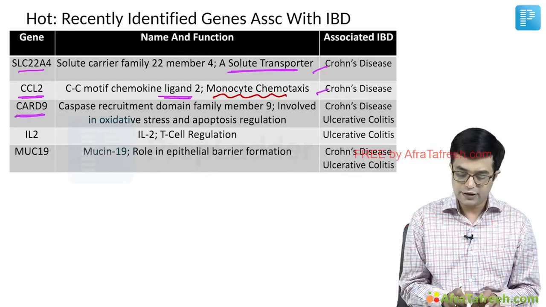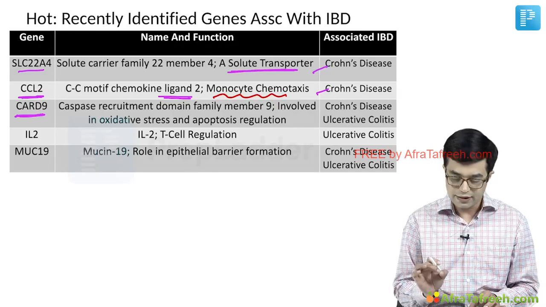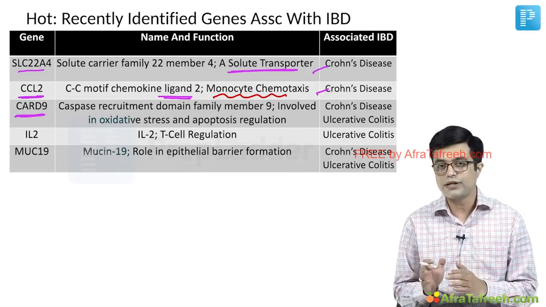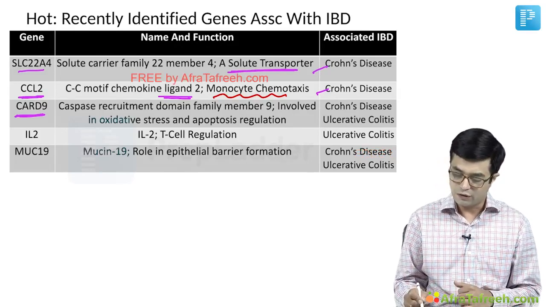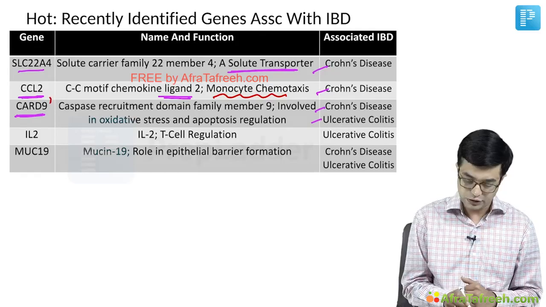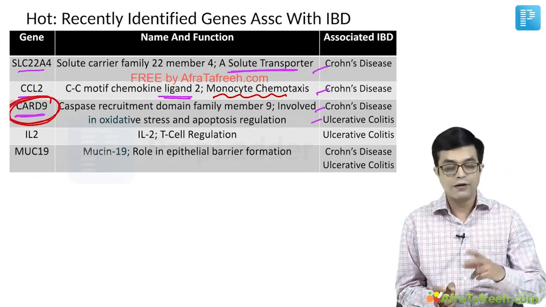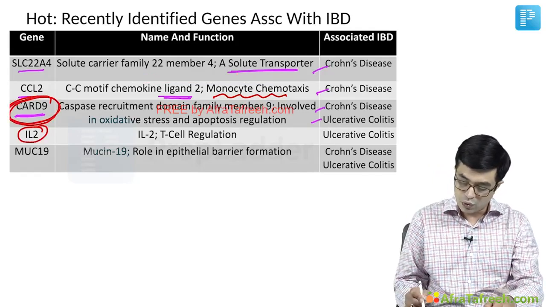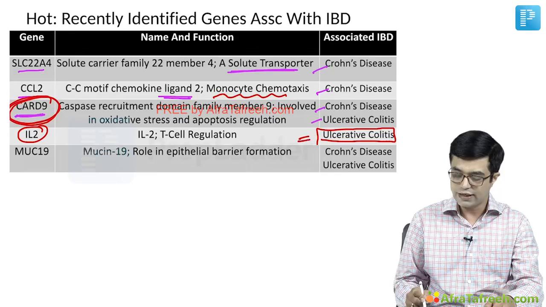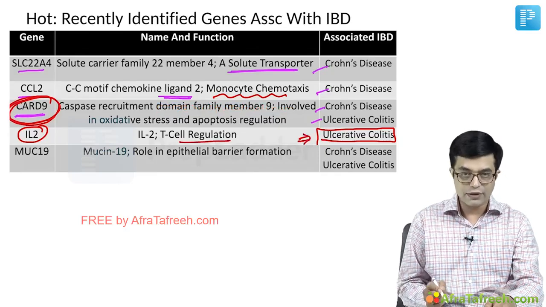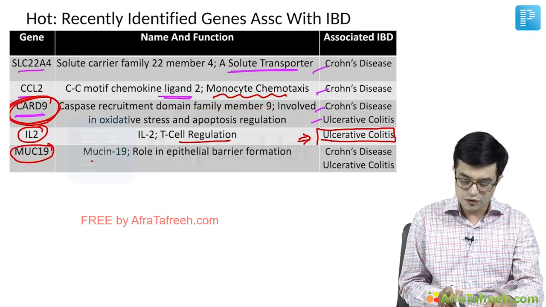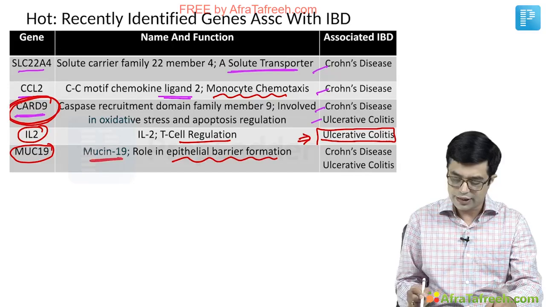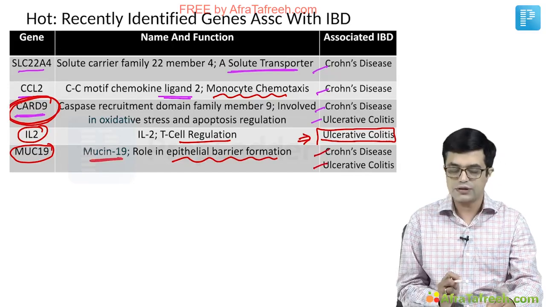Then we have CARD9, which is caspase recruitment domain family member 9, involved in apoptosis regulation and oxidative stress regulation. This is involved in both Crohn's disease and ulcerative colitis. So this is the second gene that you must remember, both Crohn's and ulcerative. Third is interleukin 2, which is involved in only ulcerative colitis. So this is a different one, it can be asked in the exam. It is a T cell regulator. And then we have MUC19, which codes for mucin 19. It is a critical protein involved in epithelial barrier formation and can cause both ulcerative colitis and Crohn's disease.